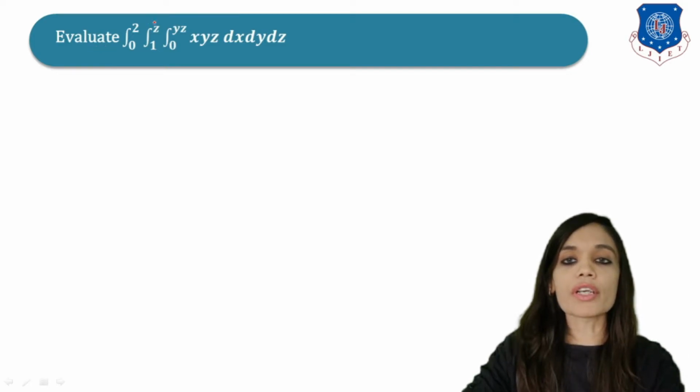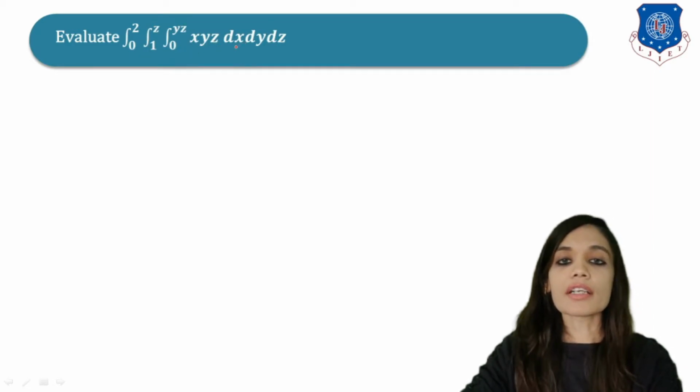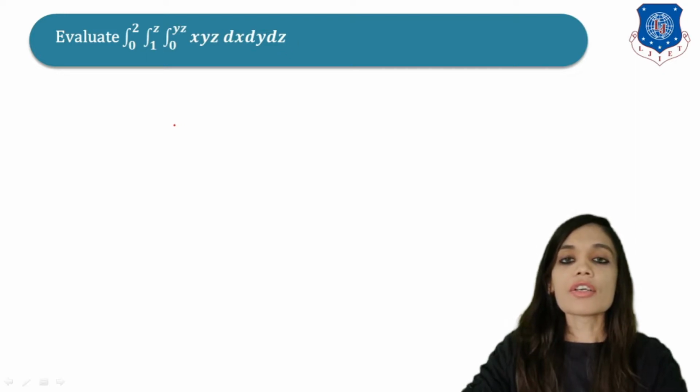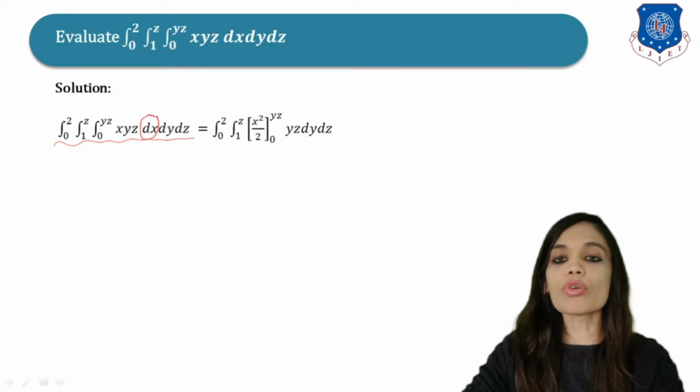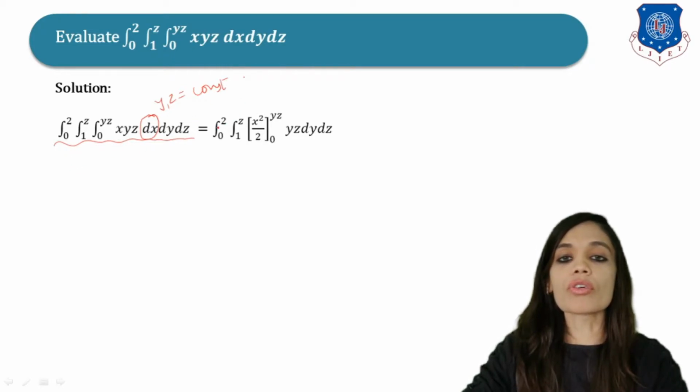We have to evaluate the triple integral from 0 to 2, 1 to z, 0 to yz, of x y z dx dy dz. Let us begin with the solution. This is the question given. Firstly we will evaluate with respect to x, keeping y and z as constant. So integration 0 to 2, 1 to z, yz, dy, dz will remain as it is.